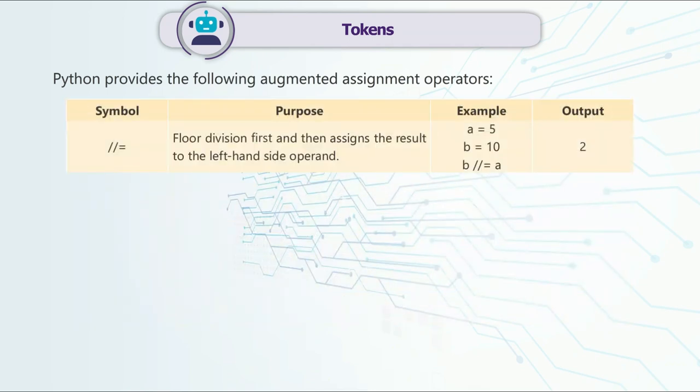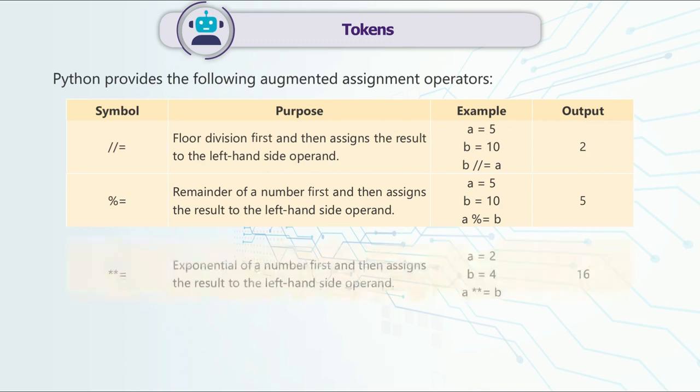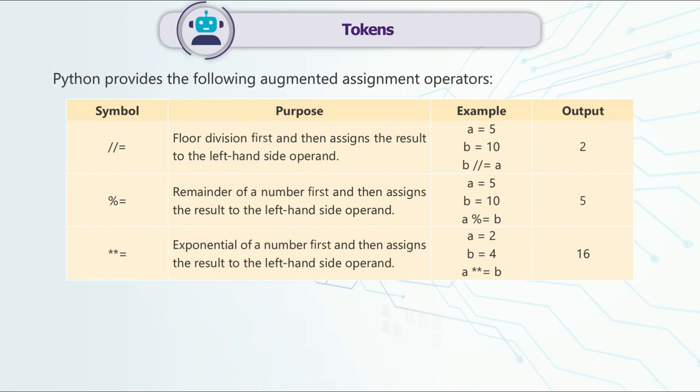Floor division first and then assigns the result to the left-hand side operand. a = 5, b = 10, b //= a gives 2. Remainder of a number first and then assigns the result to the left-hand side operand. a = 5, b = 10, a %= b gives 5. Exponential of a number first and then assigns the result to the left-hand side operand. a = 2, b = 4, a **= b gives 16.